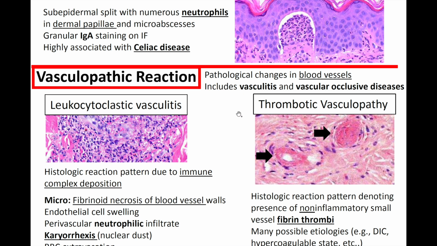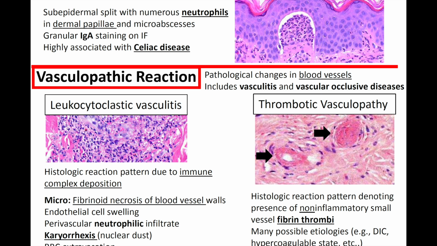All right, getting towards the end. So we've got vasculopathic reaction. These are pathological changes in blood vessels, including vasculitis and vascular occlusive diseases. So on the left, we have leukocytoclastic vasculitis, which is a histologic reaction pattern due to immune complex deposition. Microscopically, you'll have fibrinoid necrosis of blood vessel walls, endothelial cell swelling, perivascular neutrophilic infiltrate in karyorrhexis, or nuclear dust, and red blood cell extravasation.